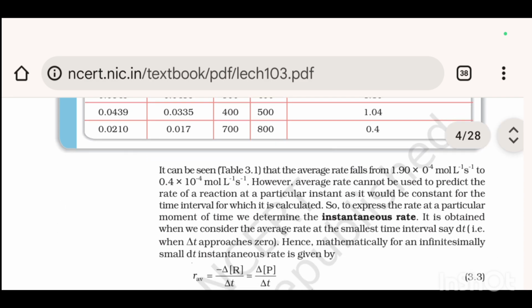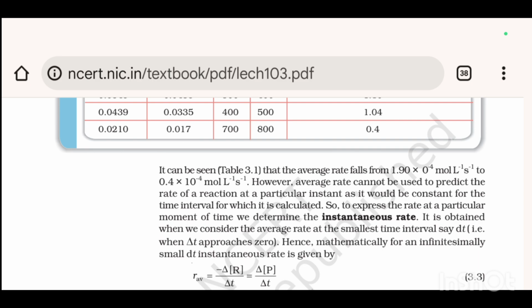It can be seen that the average rate falls from 1.90 into 10 raised to the power minus 4 mole liter inverse second inverse to 0.4 into 10 raised to the power minus 4 mole liter inverse second inverse. However, average rate cannot be used to predict the rate of reaction at a particular instant, as it would be constant for the time interval for which it is calculated. So, to express the rate at a particular moment of time, we determine the instantaneous rate. It is obtained when we consider the average rate at the smallest time interval, say dt, that is, when delta t approaches 0.